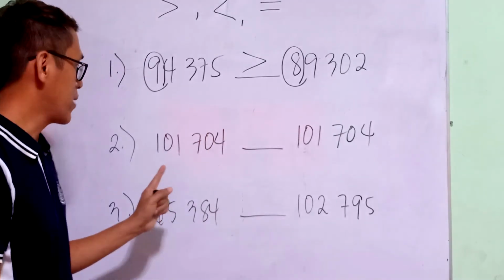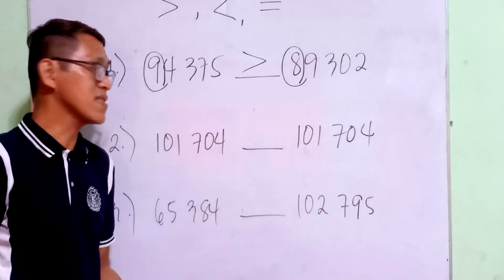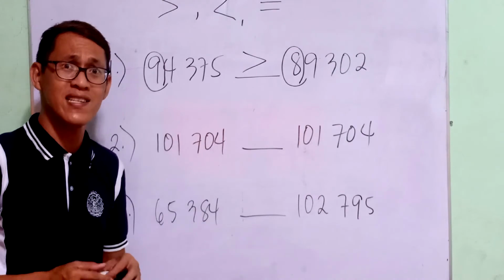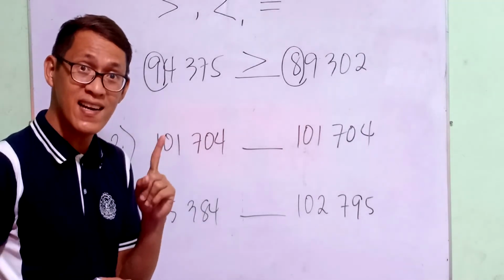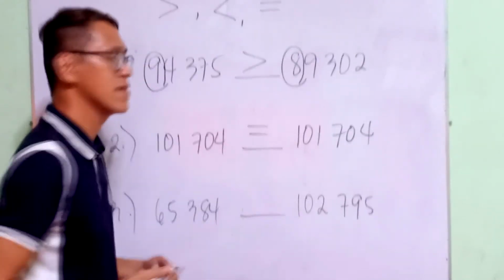What about number 2? If you notice, both numbers have 6 digits, and all the digits are the same, meaning they are, yes, they are equal. So we use the equal sign there.